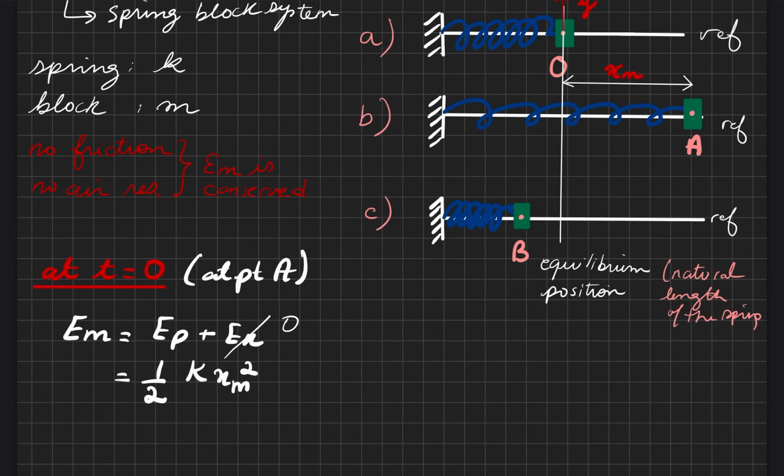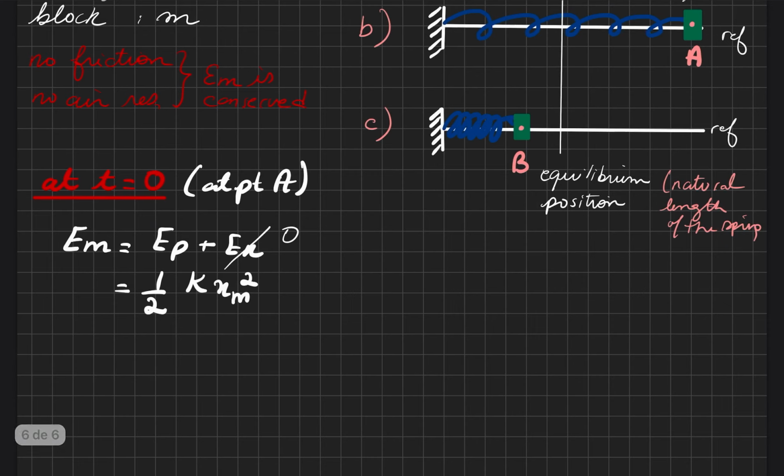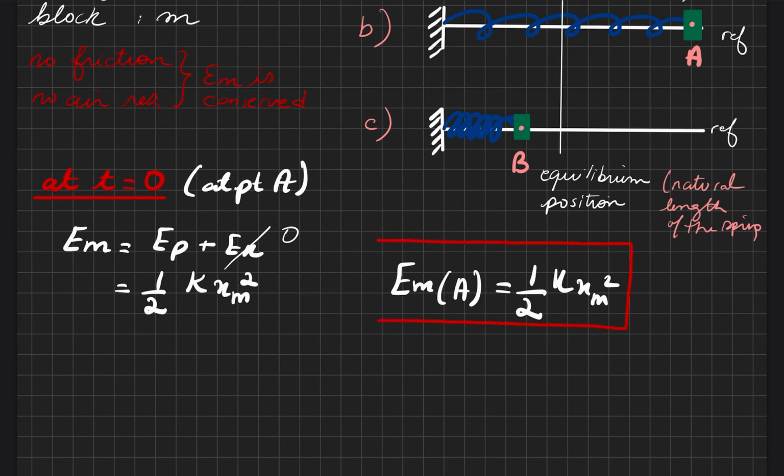Do we have any other type of energy? No, we don't have anything, because gravitational we don't have, kinetic we don't actually have because it's released from rest. What we only have is the elastic potential energy. So I'm going to write it here again. EM at point A equals half k xm squared. Okay.